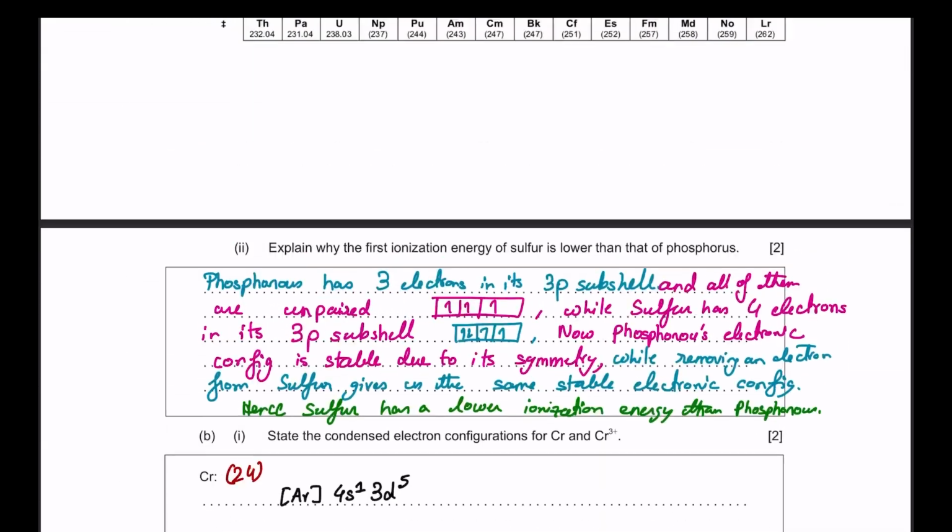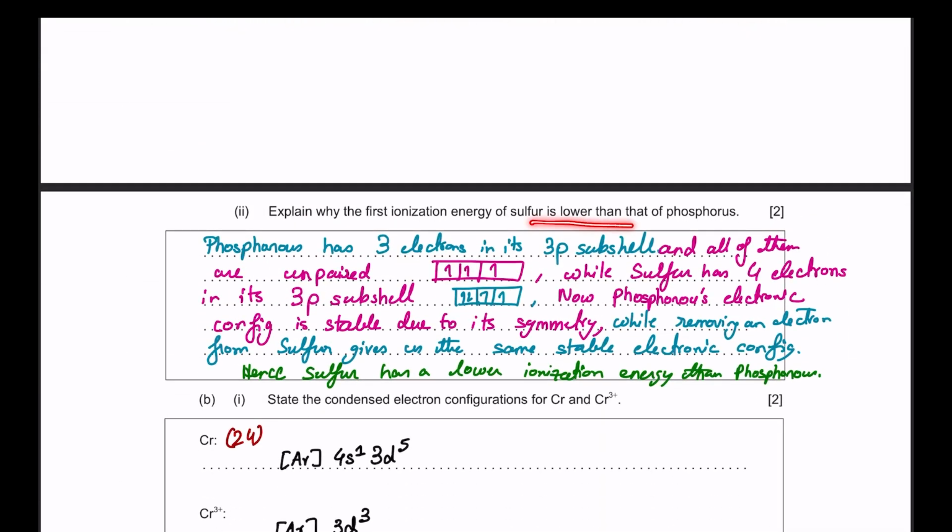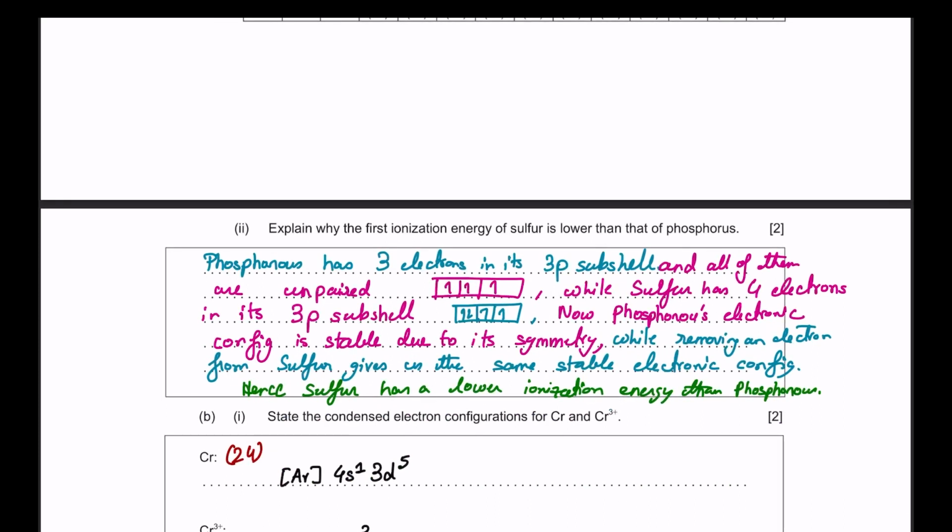Moving on to part 2 of this question. Explain why the first ionization energy of sulfur is lower than that of phosphorus. To solve ionization enthalpy questions, I always prefer to write the electronic configuration because most of the answer will probably be hidden there. Phosphorus has 3 electrons in its 3p subshell, and all of them will obviously be unpaired, so we will have 1, 1, 1 here. While sulfur has 4 electrons in its 3p subshell, which means one of the orbitals will be paired and the remaining 2 will be unpaired.